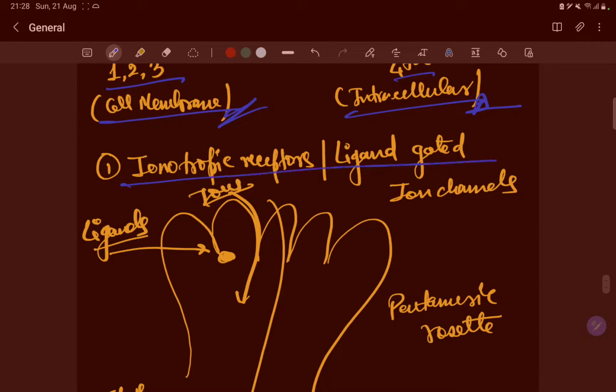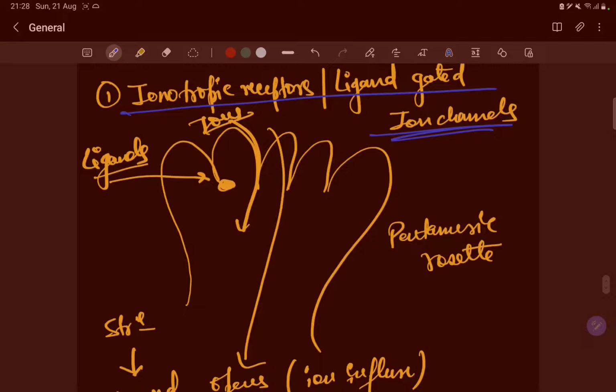The first is the ionic receptor or ligand gated ion channels. Now what happens in ligand gated ion channels? These are the pentameric rosette.